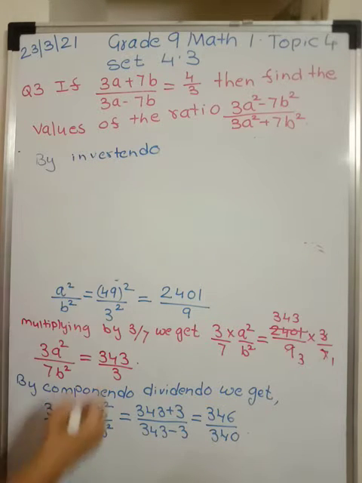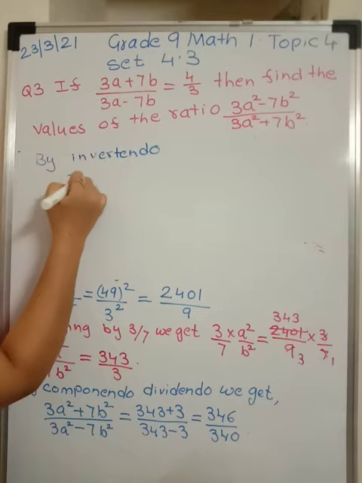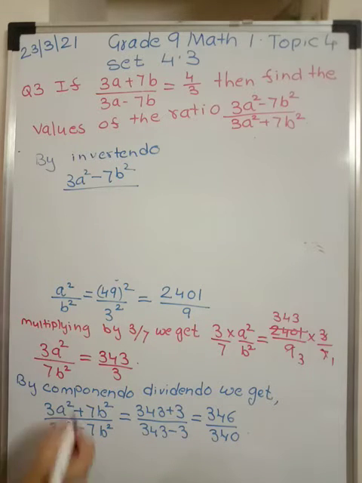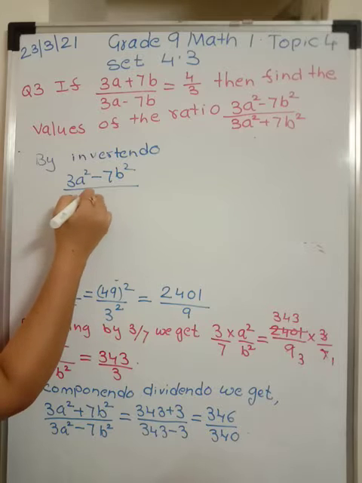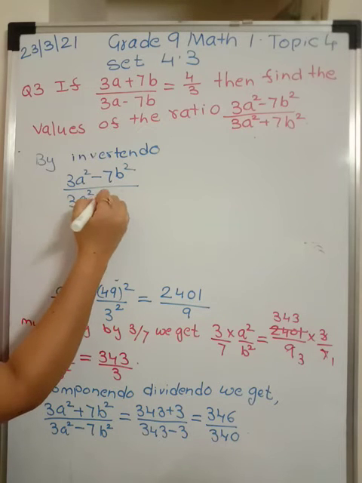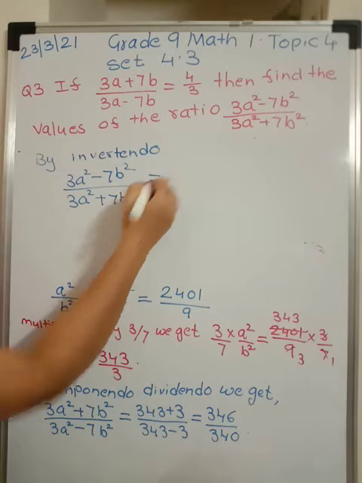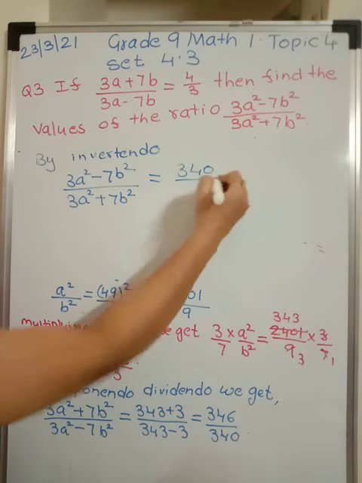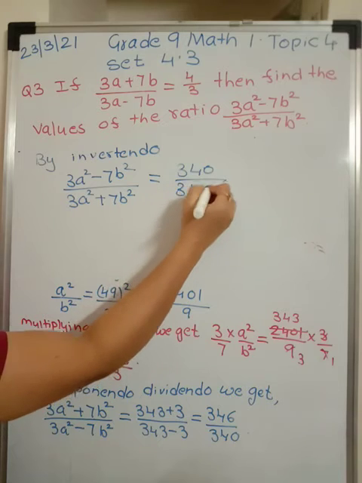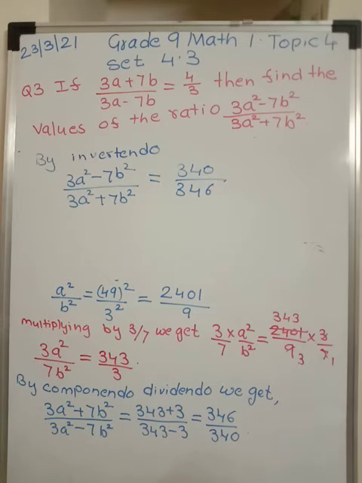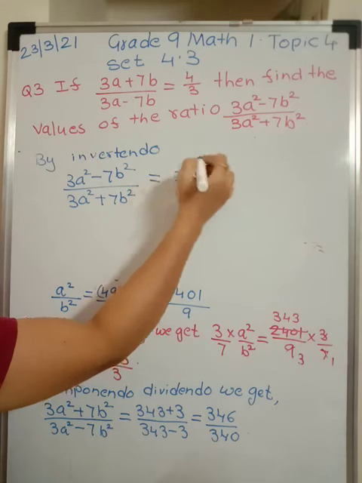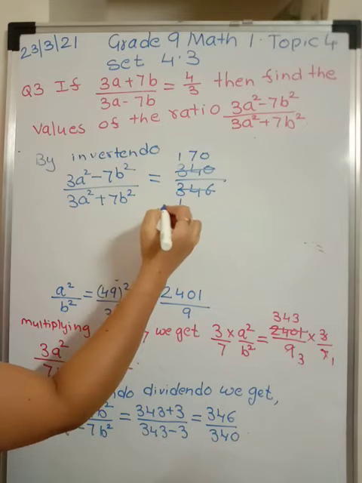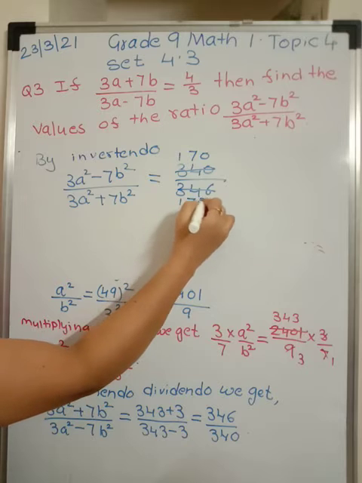By invertendo, what I will get now, this will come above. 3a square minus 7b square upon, this will go down, 3a square plus 7b square. This would be equal to, this will be upside down, 340 upon 346. Okay, but this can be divided by 2. So 2 ones are 2 and 2 seventeens are 34. 2 ones are 2, then you have 7s are and 3s are.